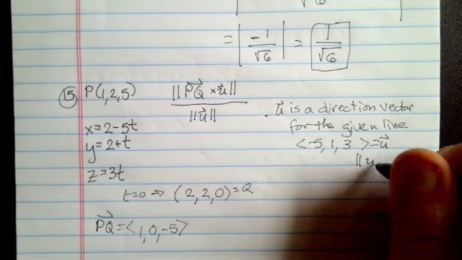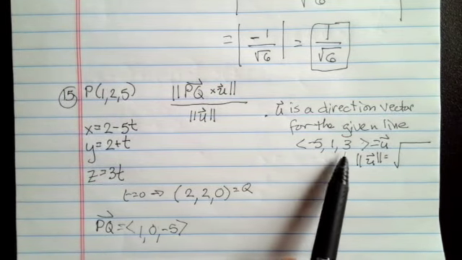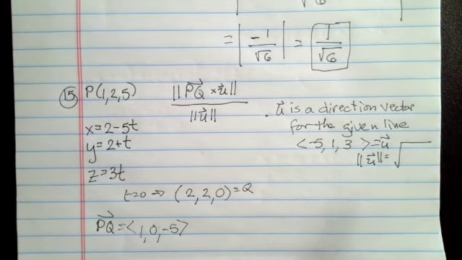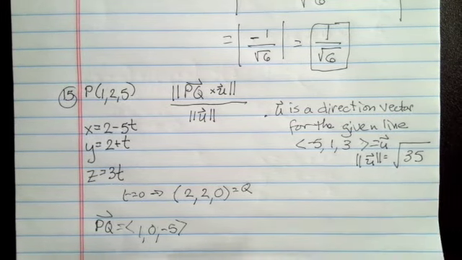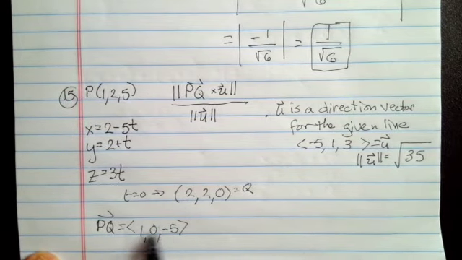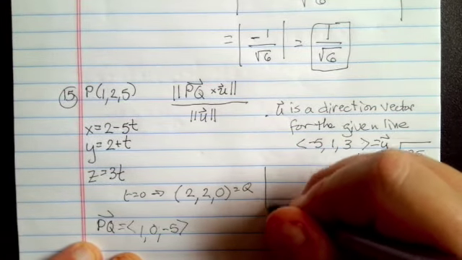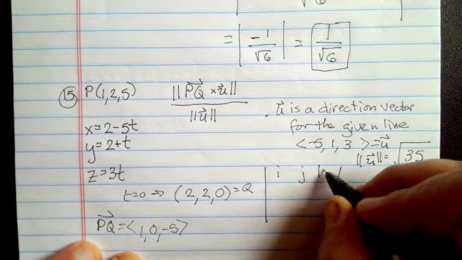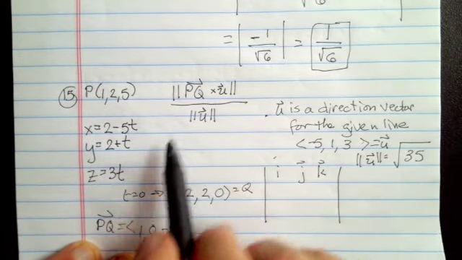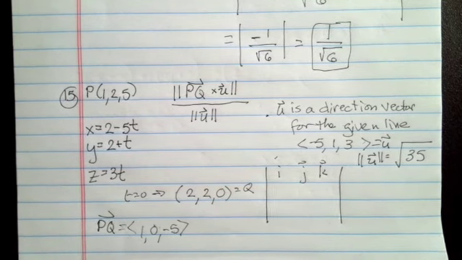Let's go ahead and find the magnitude of u. That would be the square root of 25 plus 1 plus 9. I think that's square root 35. Okay, so now we need to find this cross product of PQ here and the vector u. And we're going to be taking the magnitude, so the order doesn't really matter. The order would only change the sign, but we're going to take the magnitude anyway.